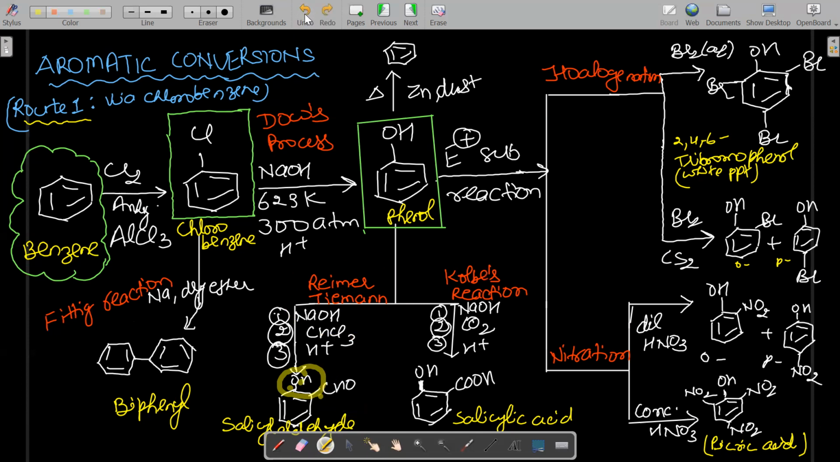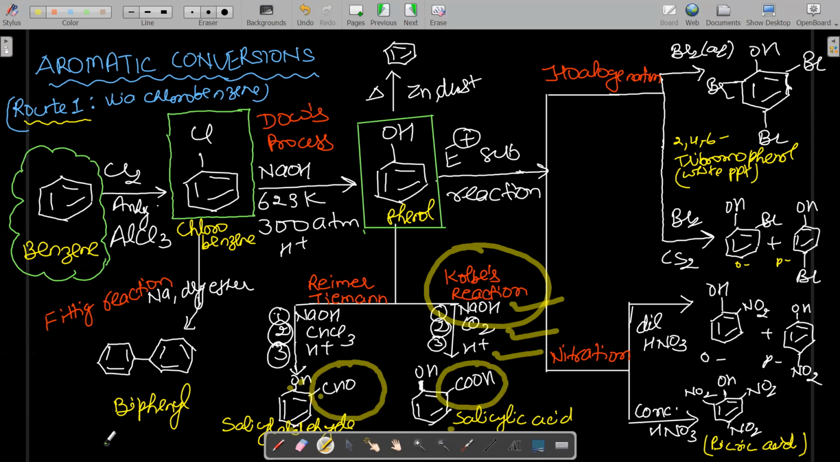Now we are moving towards Kolbe's reaction. What is this reaction? You can see in this reaction, phenol first reacts with NaOH to form sodium phenoxide, and this sodium phenoxide, followed by carbon dioxide and acidification, forms salicylic acid. What is the difference between salicylaldehyde and salicylic acid? At the ortho position, the CHO group is there in one, while the carboxylic acid group is present in the other. The IUPAC name of salicylic acid is 2-hydroxybenzoic acid.